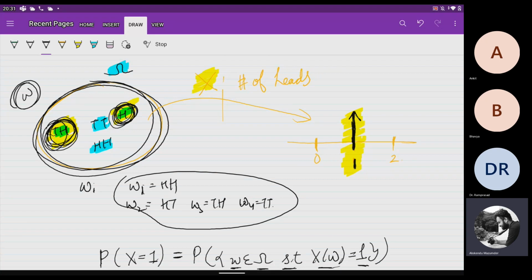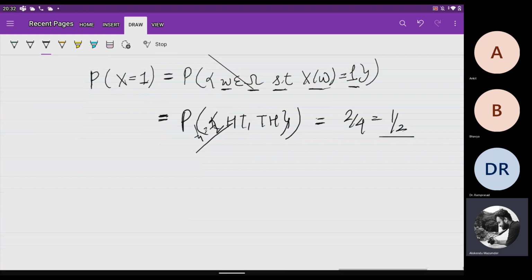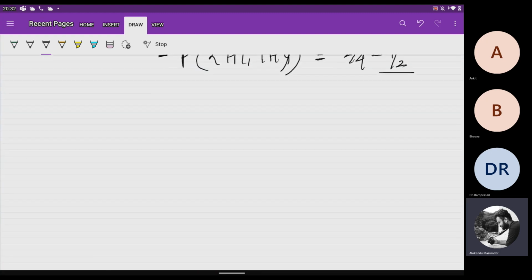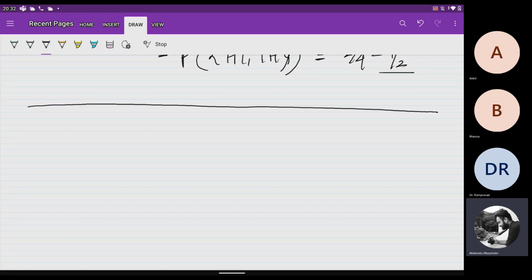So when I say x equal to 1, it means head comma tail is one possibility and tail comma head is another possibility. So the total probability will be the addition of these two probabilities, that is 1 by 4 plus 1 by 4, which is nothing but 1 by 2. Okay. So this is how you deal in discrete space. And let's talk about some famous discrete models.